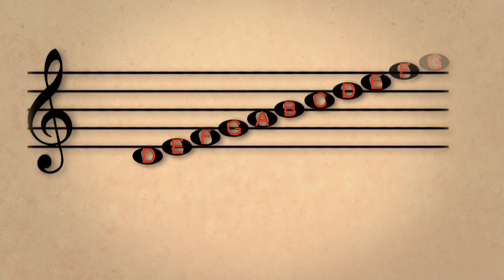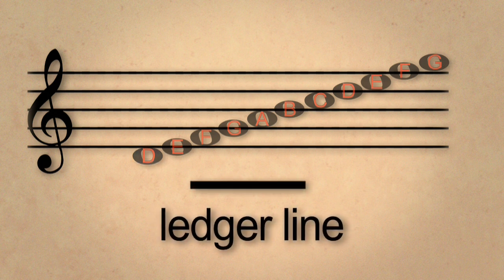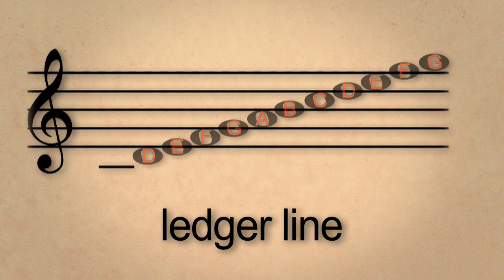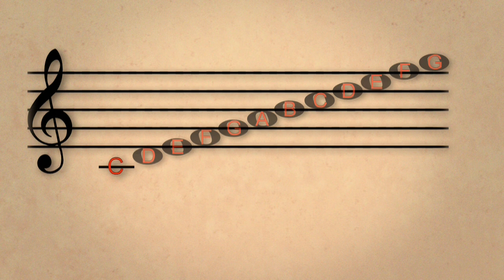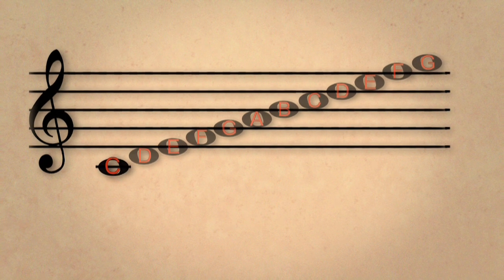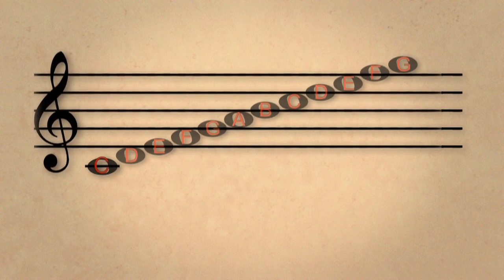If we would like a note below the D, which is on the bottom of the staff, we need to add what is called a ledger line. If we add this ledger line, we then can put a note on that line and it will be a C, one note below the D.